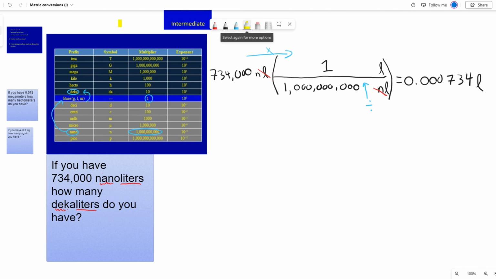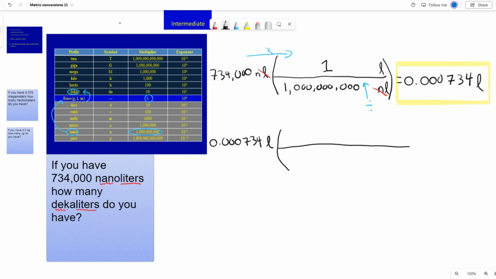So now this still isn't our final answer. We've converted our nanoliters into liters, but now we have to convert our liters into decaliters. So let's take our 0.000734 liters, and we'll draw our conversion factor line down there. Put liters on the bottom so they cancel out. And then we want to go to decaliters, so DA is the abbreviation for decaliters.